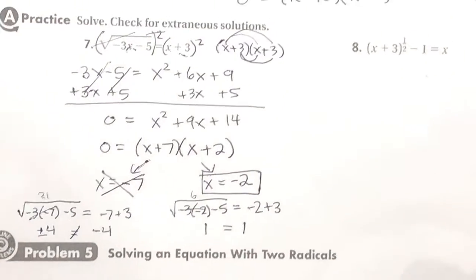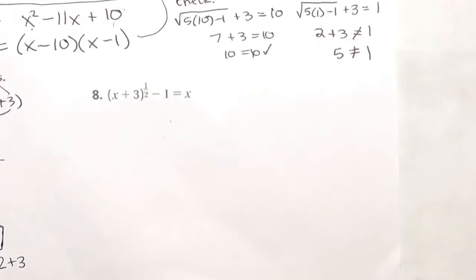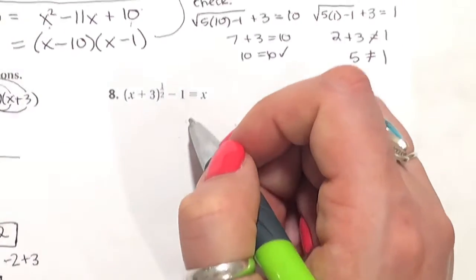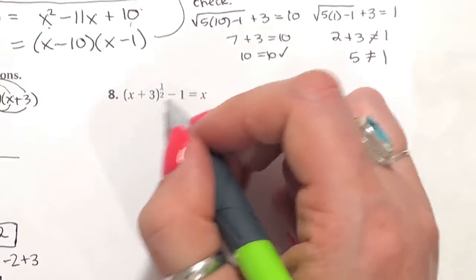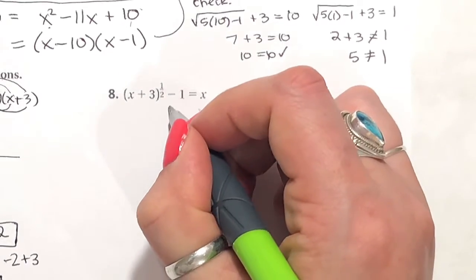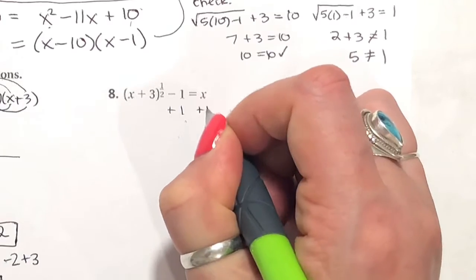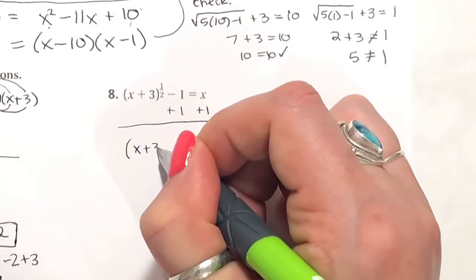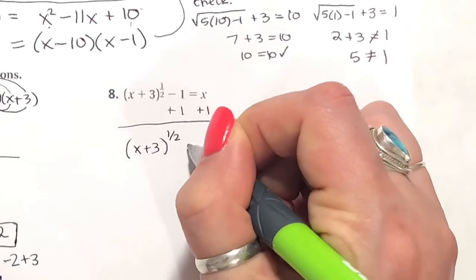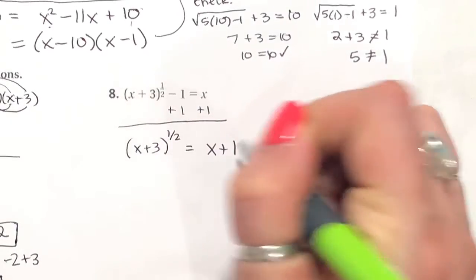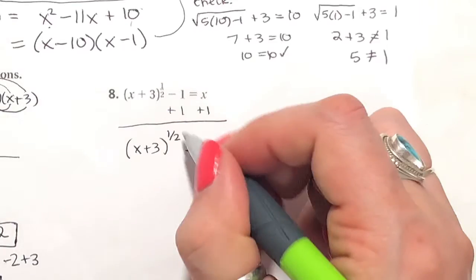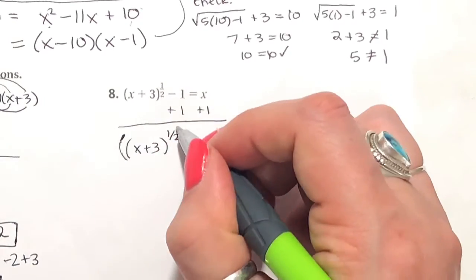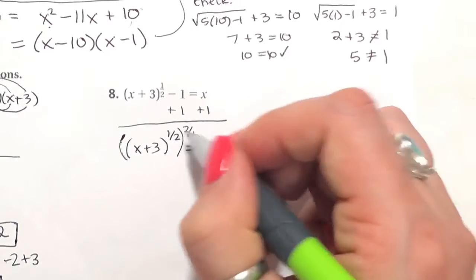Okay. Let's look at this one right here. This time we have one of the rational exponents, so we'll have to get rid of that. But before we can do that, we need to get rid of this minus 1 by adding 1 to each side. So we have x plus 3 to the 1/2 power equals x plus 1. And then now to get rid of that fraction exponent, we're going to do the reciprocal, which is 2 over 1, or just 2 really.